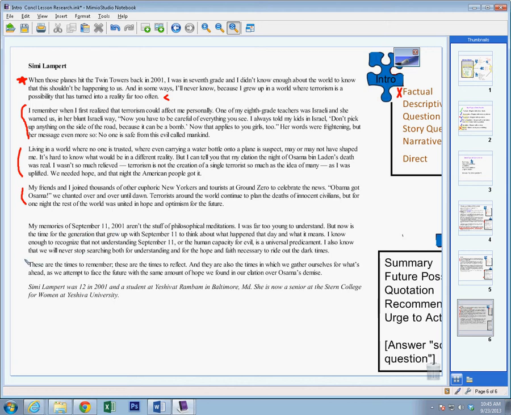And then finally, when we get to the conclusion, it says, "These are the times to remember, these are the times to reflect, and they are also the times in which we gather ourselves for what's ahead. We attempt to face the future with the same amount of hope we found in our elation over Osama's demise." And so, in essence, we have an example of future possibilities, and I think also perhaps you could argue that there might be even somewhat of an urge to act, which is unusual because usually that's reserved for a persuasive type of piece.